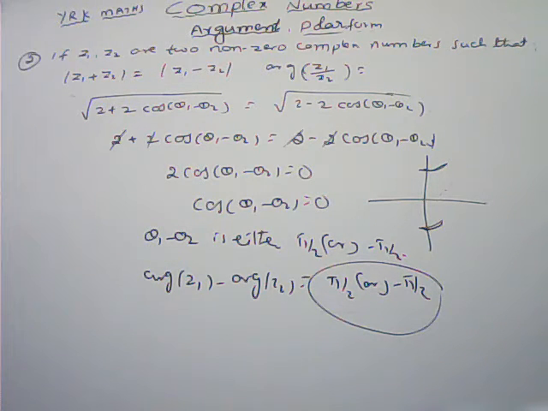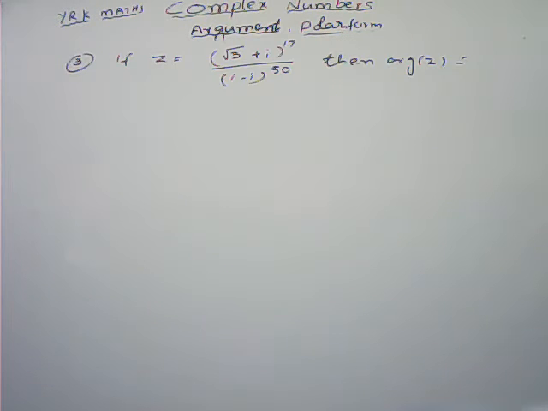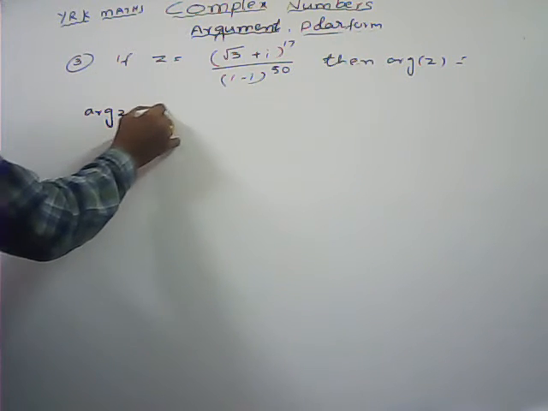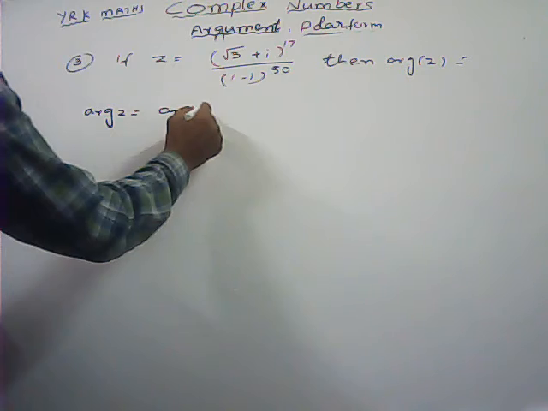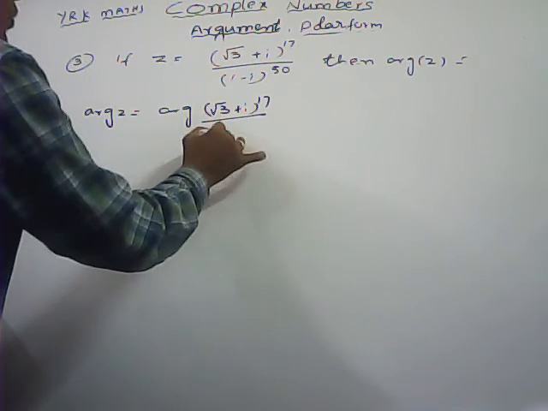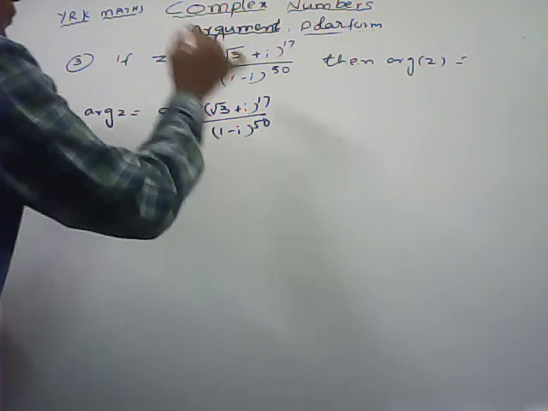Whatever they give, we can choose the option. Next, how to find the argument of z? Here z is equal to (root 3 plus i) to the power 17 by (1 minus i) to the power 50. Everywhere we are going to find the principal value of the argument. Now argument of z is equal to argument of (root 3 plus i)^17 by (1 minus i)^50.